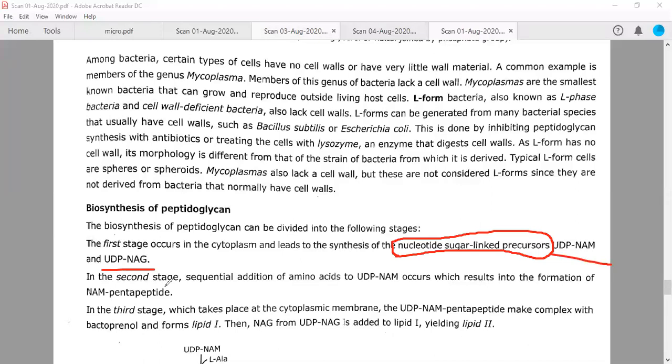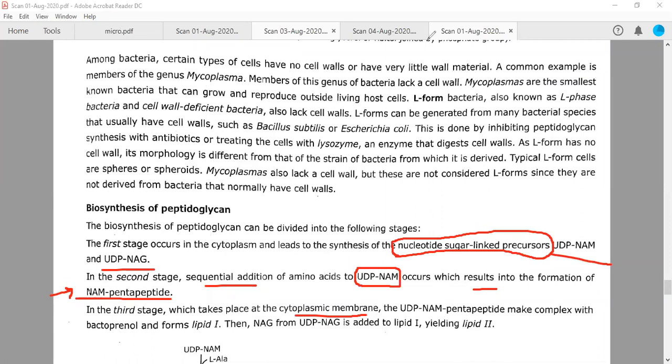In the second stage, the sequential addition of amino acids always occurs to this particular donor UDP-NAM, resulting in the formation of NAM pentapeptide. So first of all, this pentapeptide will form, but during cross-linking, this will remain a tetrapeptide because the last D-alanine will be removed. So the third step is taking place at the cytosolic membrane of the bacteria. These first two steps are actually occurring in the cytosol of the bacterial cell.